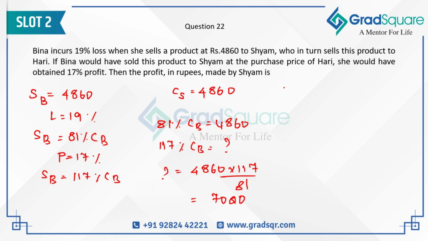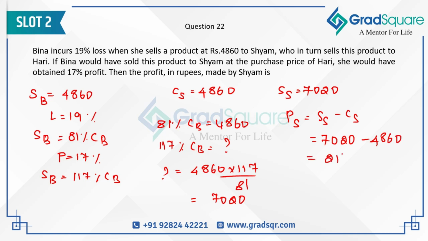So the selling price of Shyam is equal to 7020. That means the profit of Shyam will be selling price minus cost price, 7020 minus 4860, which is going to be 2160, and that is the profit made by Shyam.